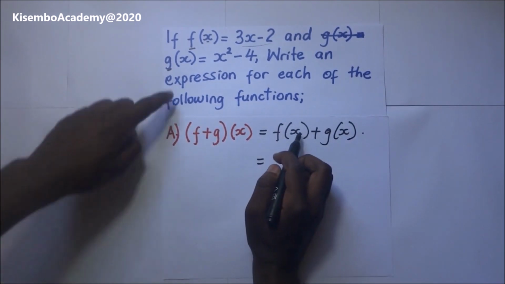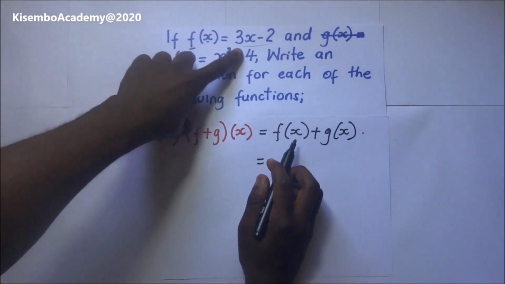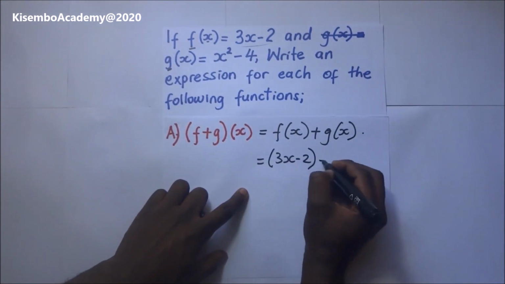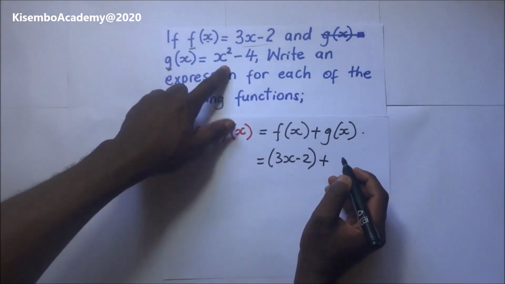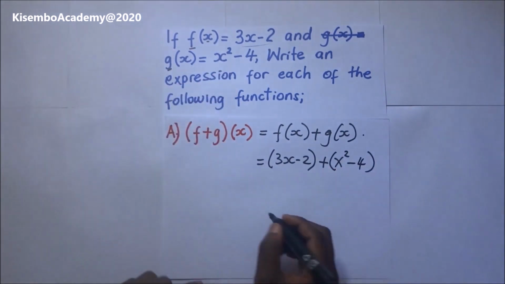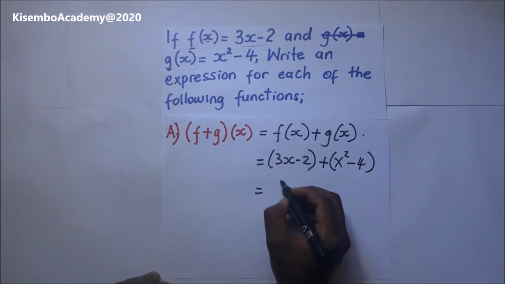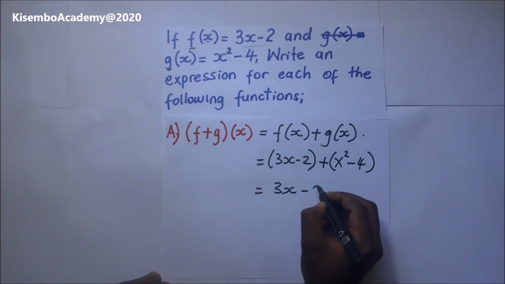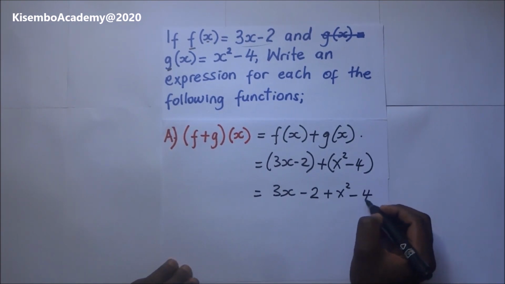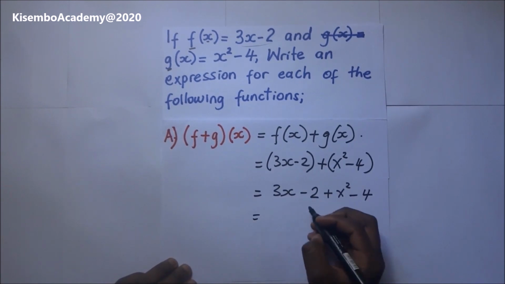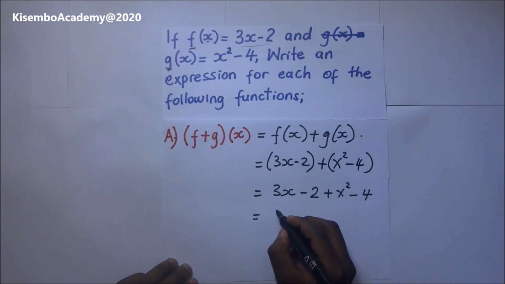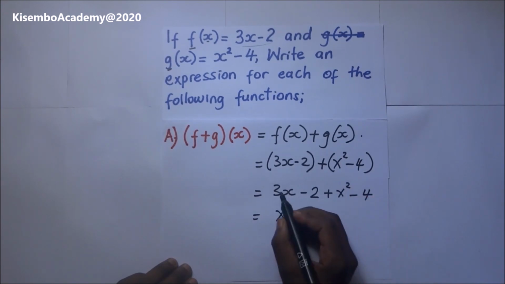So the function f of x, according to our question, is 3x minus 2. So this is going to be 3x minus 2 plus our g of x. Our g of x is x squared minus 4. So we go ahead and add them and get our final expression. This is going to become 3x minus 2 plus x squared minus 4. So this is going to become, we collect like terms, look at x squared plus 3x.